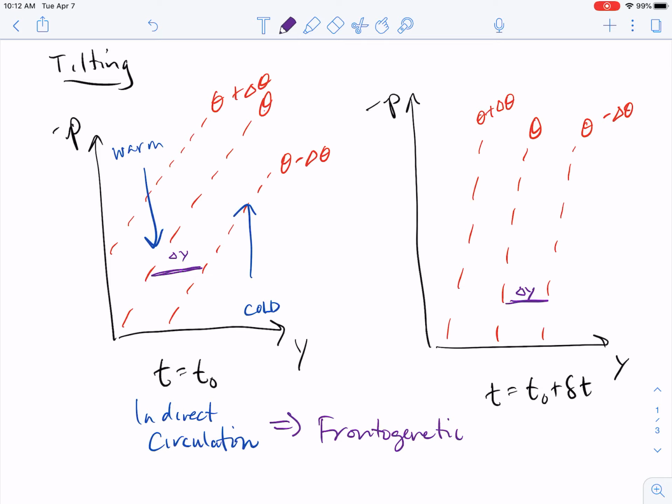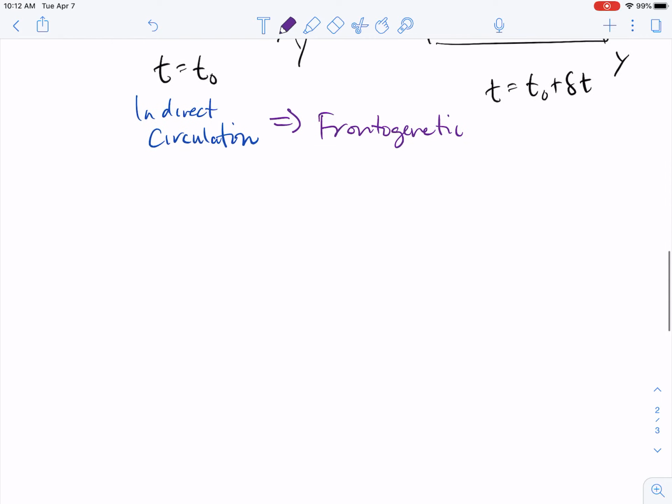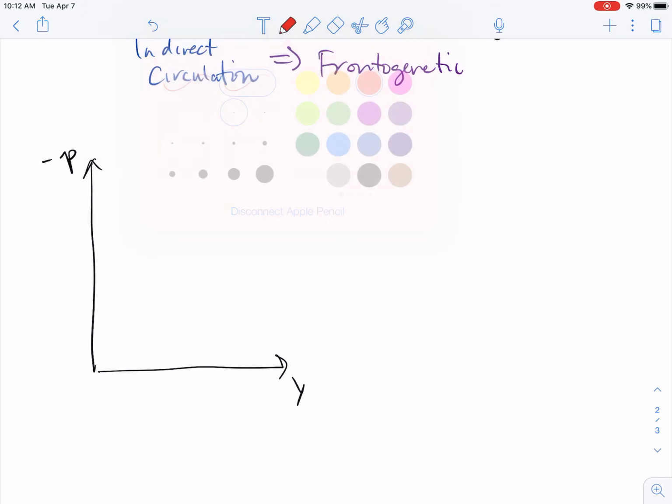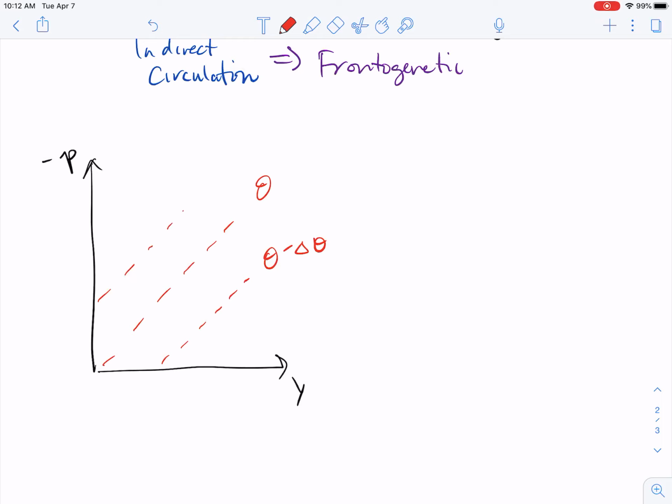If we reverse this, if we had a direct circulation, we might see an even more dramatic effect. And so let's quickly draw that out. Here again is our y minus p, our initial theta, theta minus delta theta, theta plus delta theta, at our time t equals t naught. And now we're going to think about our direct circulation here.